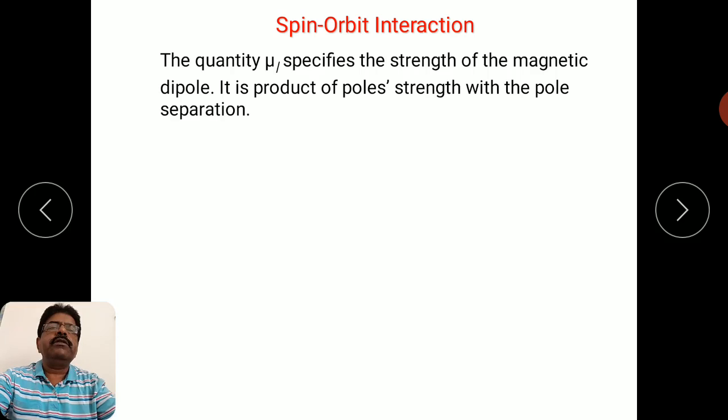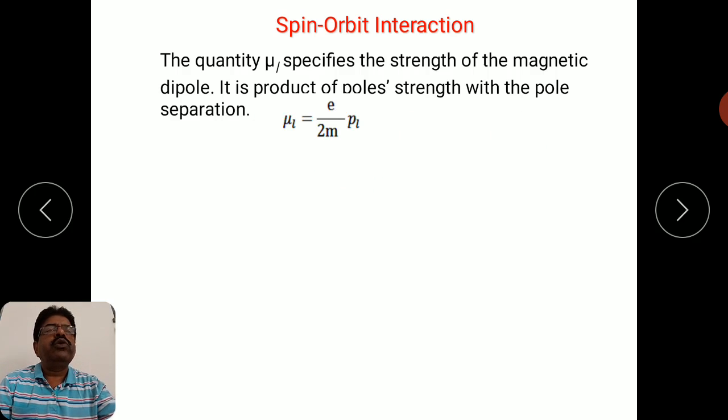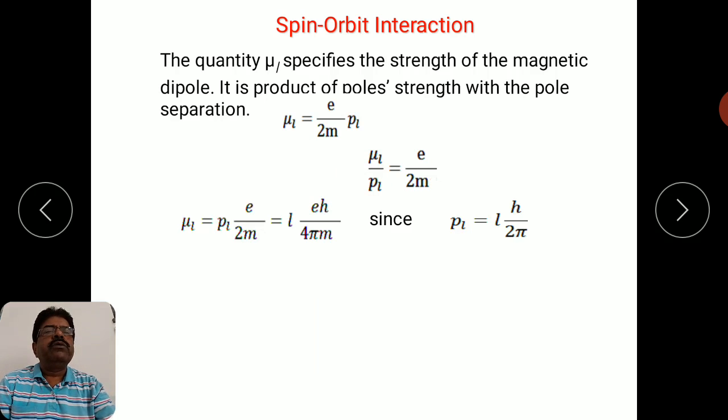The strength of the magnetic dipole μ_L is the product of pole strength and pole separation, as you may have studied earlier in electricity and magnetism. So μ_L = e/2m × p_L, or taking p_L to the left side, μ_L/p_L = e/2m. In this relation, p_L can be substituted as lh/2π, because according to quantum mechanical concepts the angular momentum is quantized, an integral multiple of h/2π.